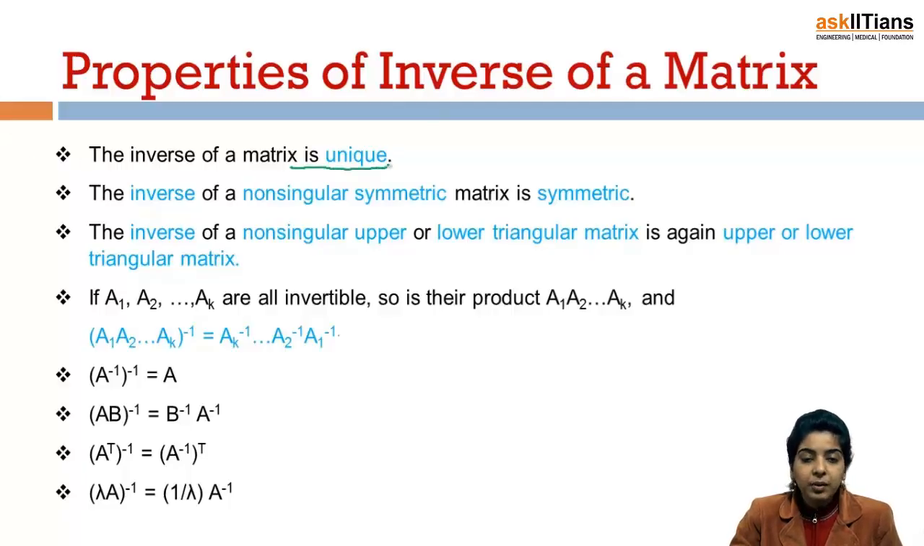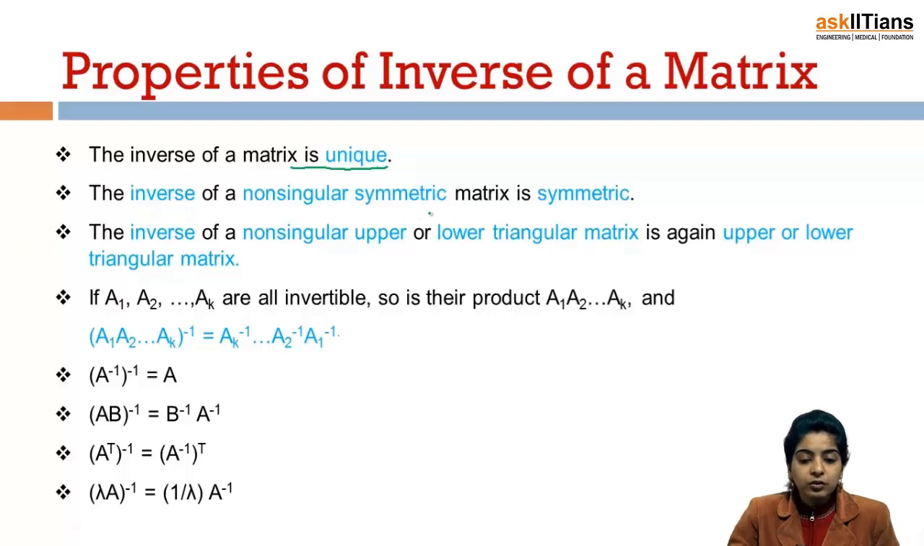Next we have some of the important properties of inverse of a matrix. The inverse of a matrix is unique. The matrix inverse of a matrix is unique, that is a particular matrix cannot have two inverses. If there exist B and C, two inverses of a matrix A, then B will always be equal to C.